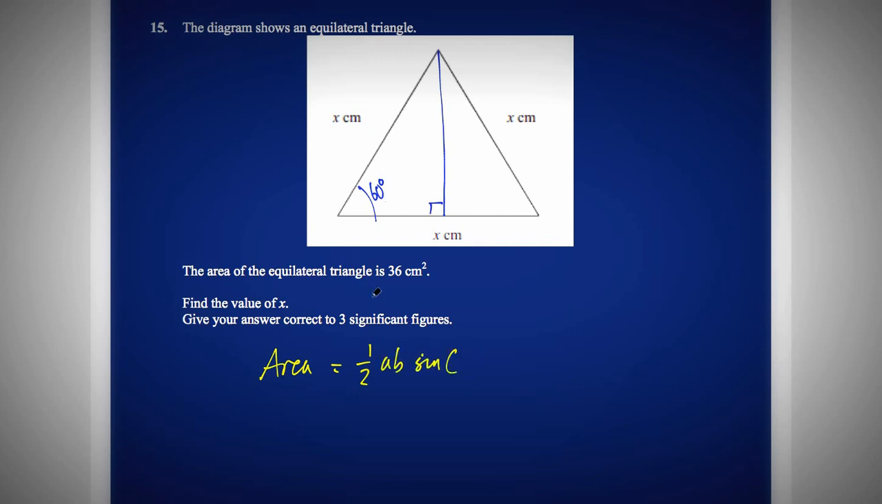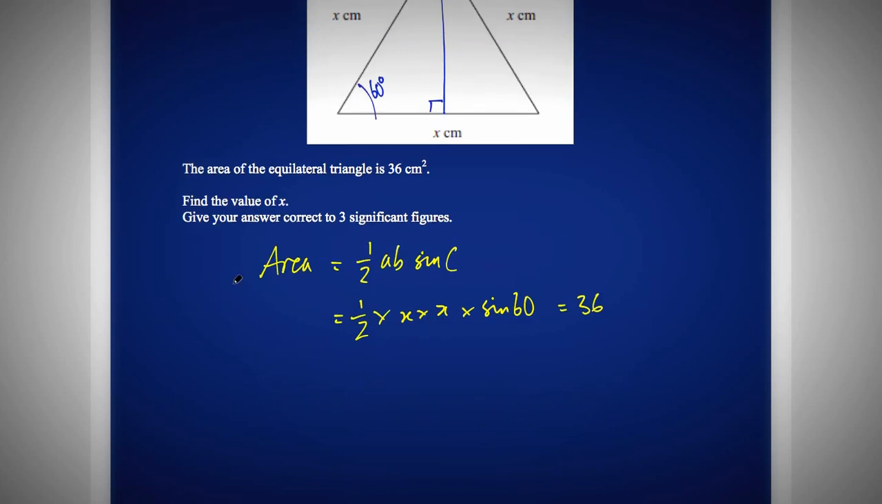Because I know what this angle is, it's 60 degrees, and those are both the same, so I've got x times x as my two different sides. That's half times x times sine of 60, and the area is equal to 36 centimeters squared. So sine 60 is root 3 over 2. So that is root 3 over 4 x squared equals 36. So x squared equals, let's divide both sides by root 3 over 4. Is 83.138, and I'm going to leave that figure on my calculator to square root both sides here.